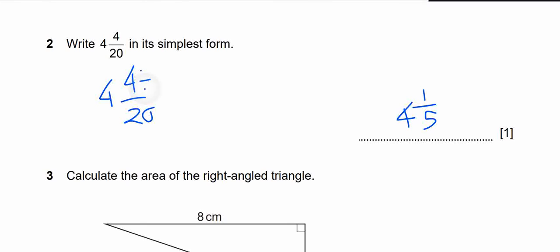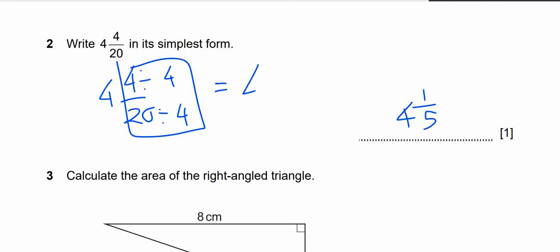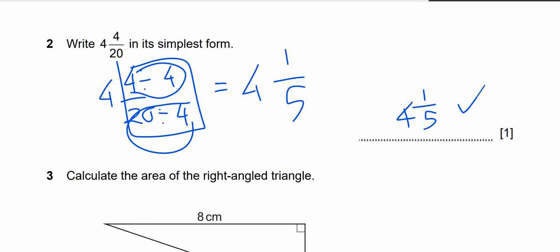For this one, we divide the fraction by 4 and 4. So now it becomes 4 divided by 4, which is 1, and 20 divided by 4 is 5. 1 over 5. That's our answer.